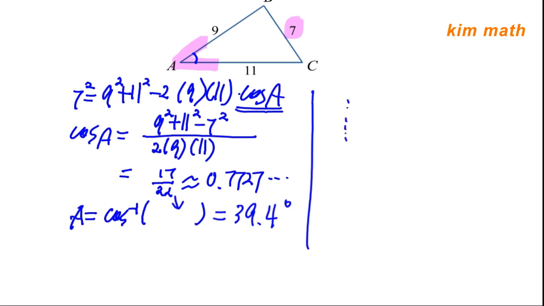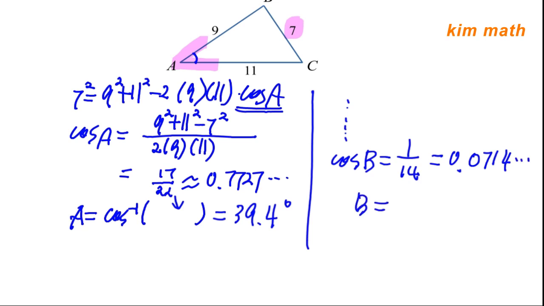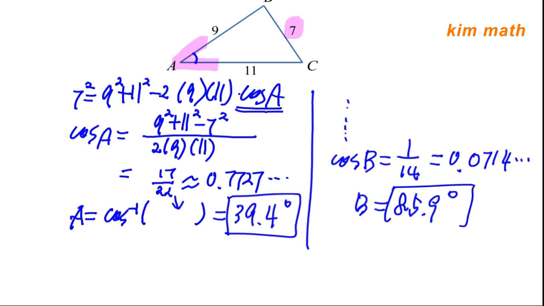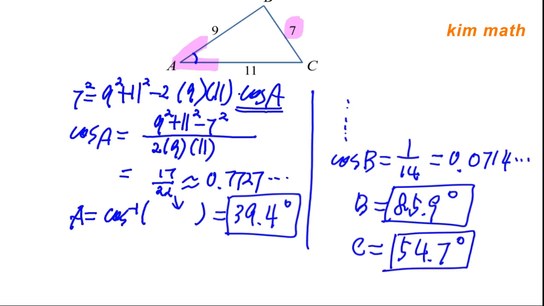Okay. With a very similar method, you can find B. Very similar one. Then cosine B will be 1 over 14 or 0.04714... From this we can find the value of B, which is 85.9 degrees. If you have angle A and angle B, by simple math we can find the angle C, right? It's good.